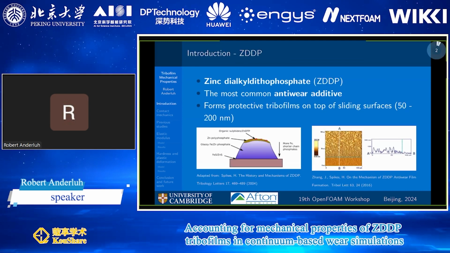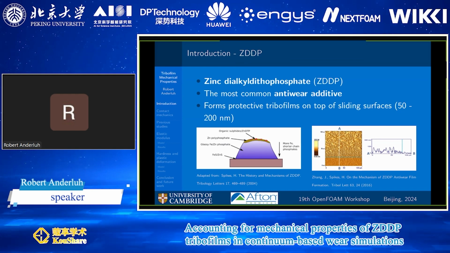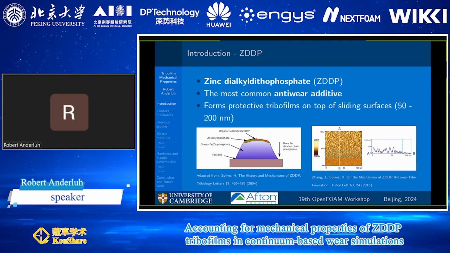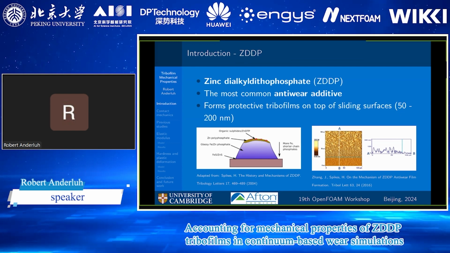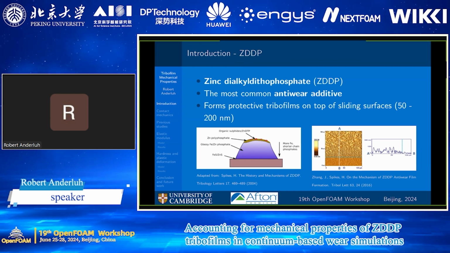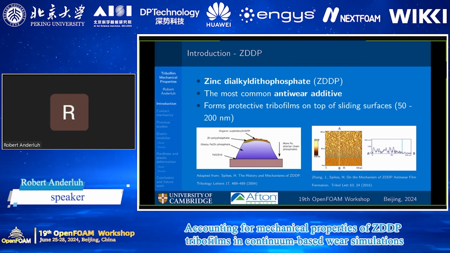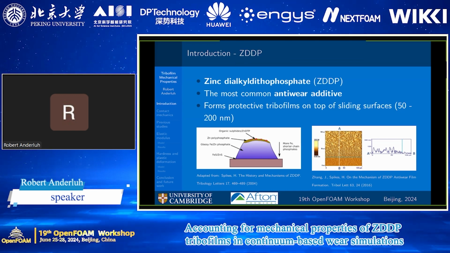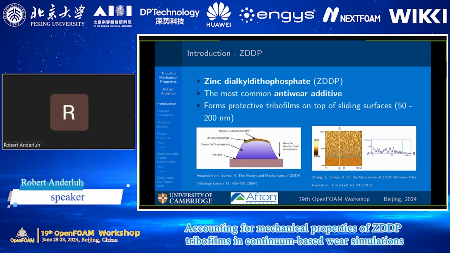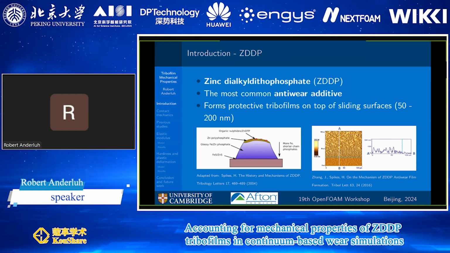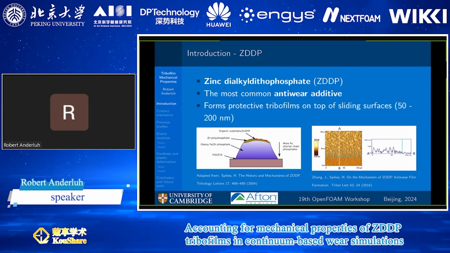So to start with, let's talk a bit about what ZDDP is. It is the most commonly used anti-wear additive. Essentially, it is a chemical that we put into lubricating oils that, when it comes into contact with steel surfaces, or maybe some other materials as well, but we usually consider steel, forms protective tribofilms. Then when sliding and rubbing of surfaces occurs, the tribofilm is worn out instead of the underlying steel. That's the way in which it prevents wear on surfaces.